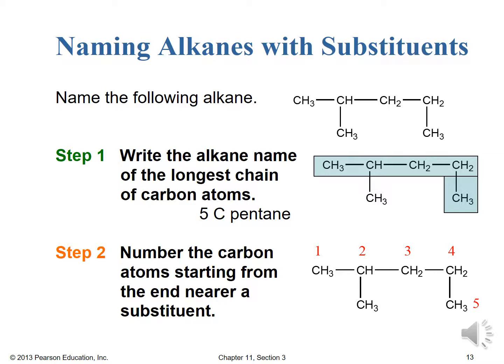Step number 2, number the carbon atoms starting from the end nearer a substituent. So there we have it. That substituent shows up on the second carbon if we start at the left. So in this case, we're doing things very traditionally. Don't let it fool you, because sometimes we will go backwards compared with standard American English conventions.